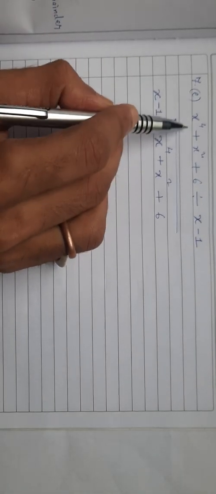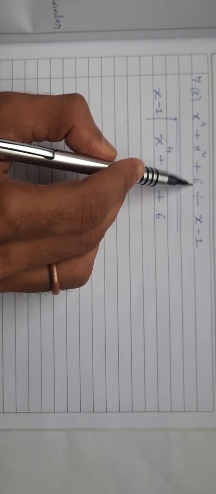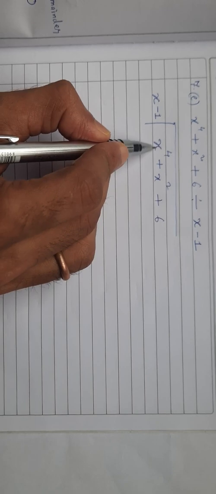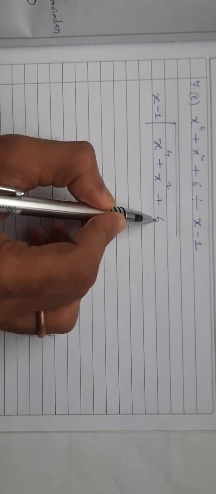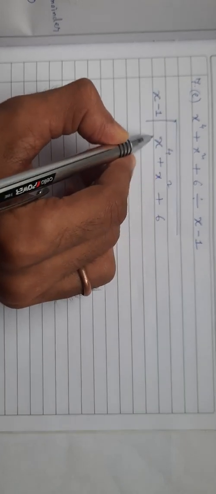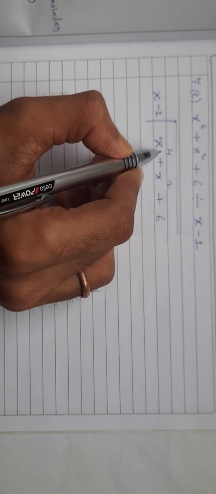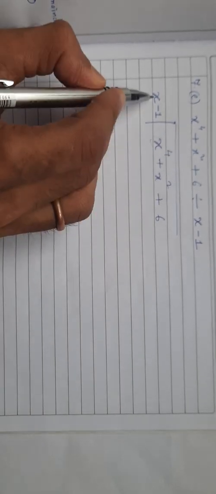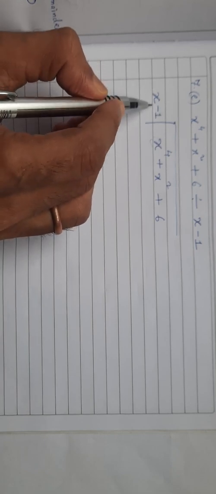Fifth question is x to the power 4 plus x square plus 6 divided by x minus 1. Here you can see in the dividend there are three terms: first term, second term and third term, where the first term x to the power 4 is the highest power variable term. So now we'll try to cancel this. Here it is x to the power 4 and in the divisor we have got x minus 1.